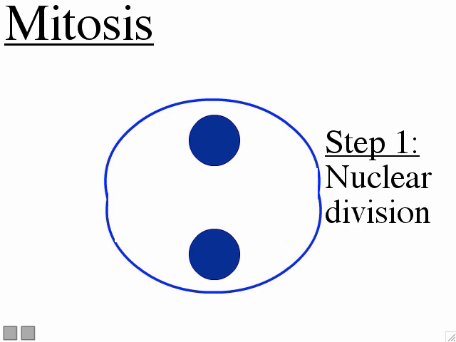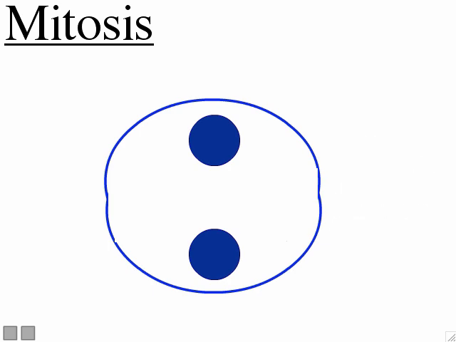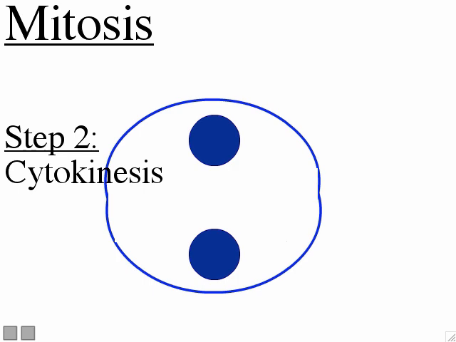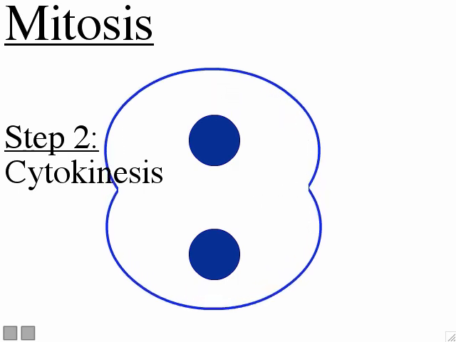Anyway, so nuclear division is pretty much what it sounds like. The nucleus divides, and it's the first step of mitosis. The second step of mitosis is called cytokinesis, and it's where the rest of the cell divides. So in cytokinesis, the cytoplasm and the cell membrane and all the other organelles divide in two.